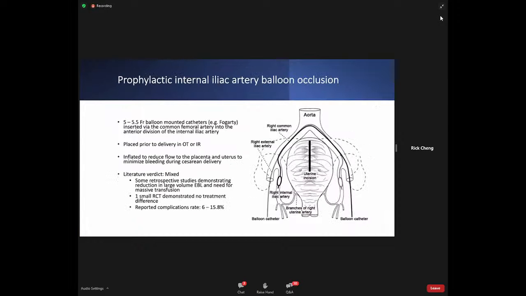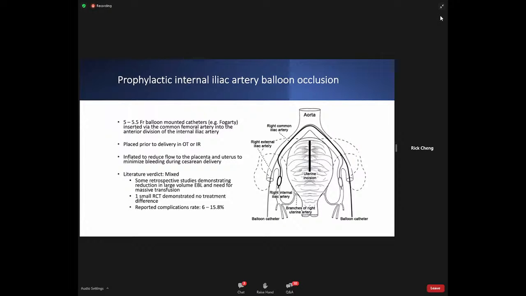In some institutions, prophylactic internal iliac artery balloon placement would be requested as part of the care for elective cesarean deliveries with anticipated large volume blood loss due to increta or percreta cases. 5 French balloon-mounted catheters, such as Fogarty balloons, are inserted via bilateral femoral arteries into the anterior division of the internal iliac artery. This can be done either in the OT prior to delivery or actually in the IR suite. The rationale of this is to reduce the flow to the placenta and uterus during delivery to minimize blood loss.